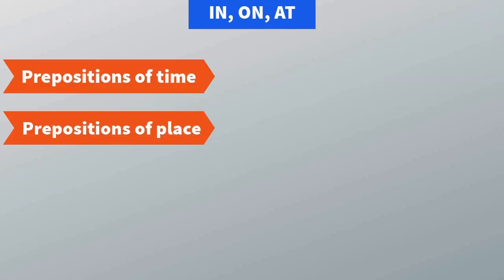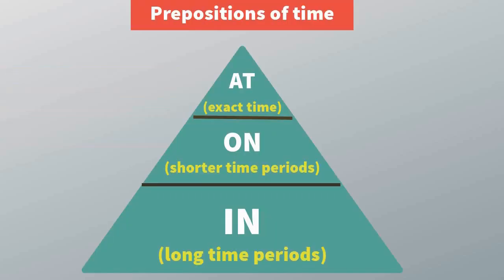Alright guys, all these prepositions at, in, and on can be used as prepositions of time and also prepositions of place. Let us start with the preposition of time. In is a general preposition. In is a preposition that talks about a long time period.